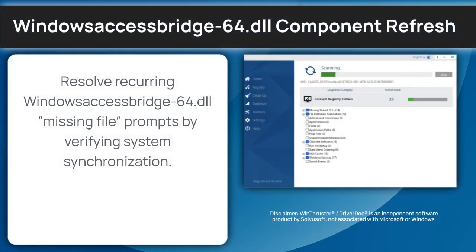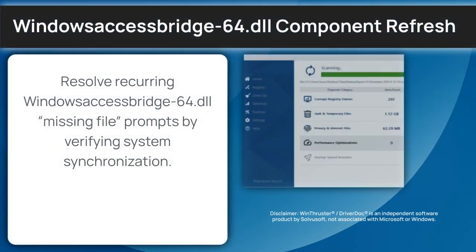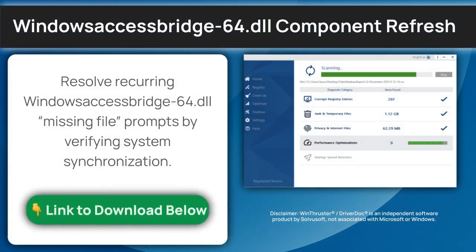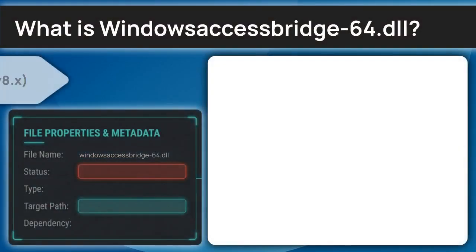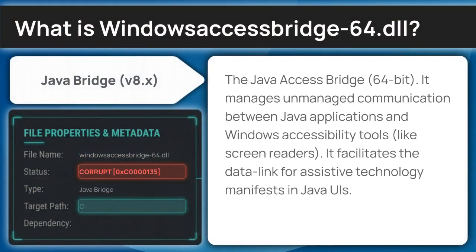Before we begin the manual steps for Windows AccessBridge, you can access a utility designed to help provide a clean system environment. This is the Windows AccessBridge, the Java AccessBridge 64-bit. It manages unmanaged communication between Java applications and Windows accessibility tools, like screen readers. It facilitates the data link for assistive technology manifests in Java UIs. Now that we've covered what the file does, let's jump into our first fix.